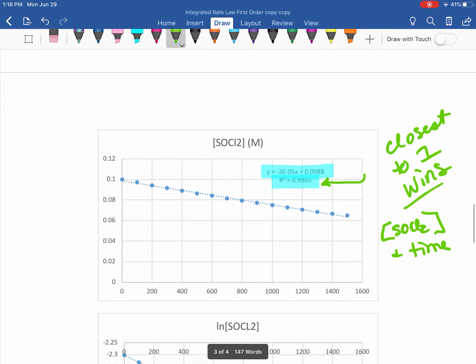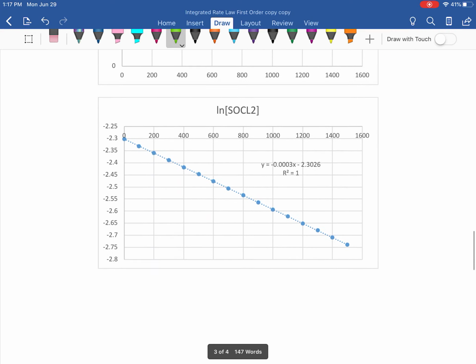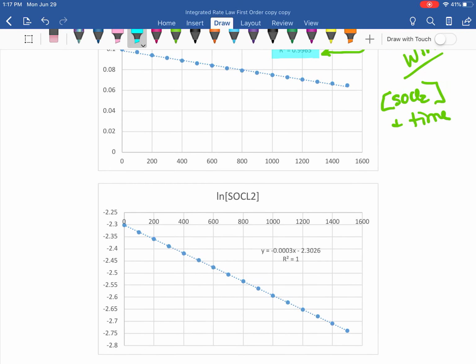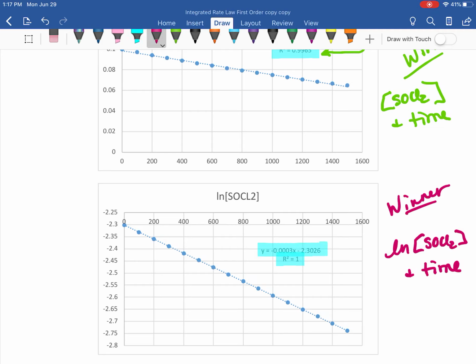But then look what happens if we plot our natural log. Oh, there's our trust issues coming out. Look at that. Look at that R squared value. This one is the winner. And this was the natural log of the concentration. Gave us that linear plot. So this means that this is the winner. And because we took the natural log, this is an indicator that this is first order.